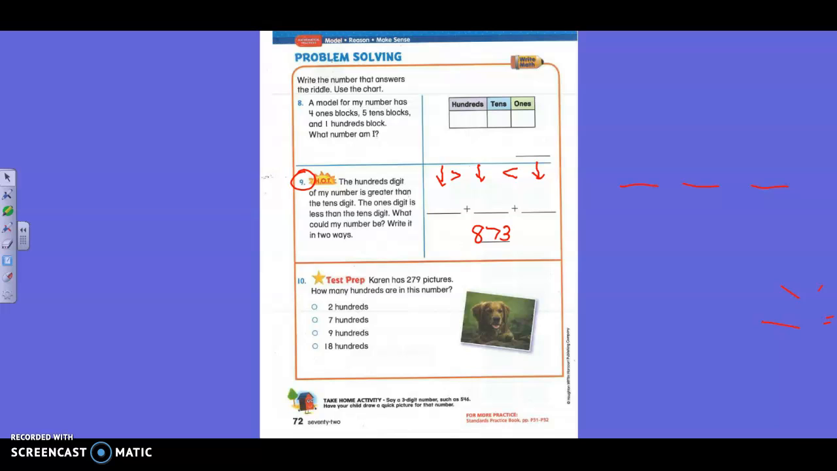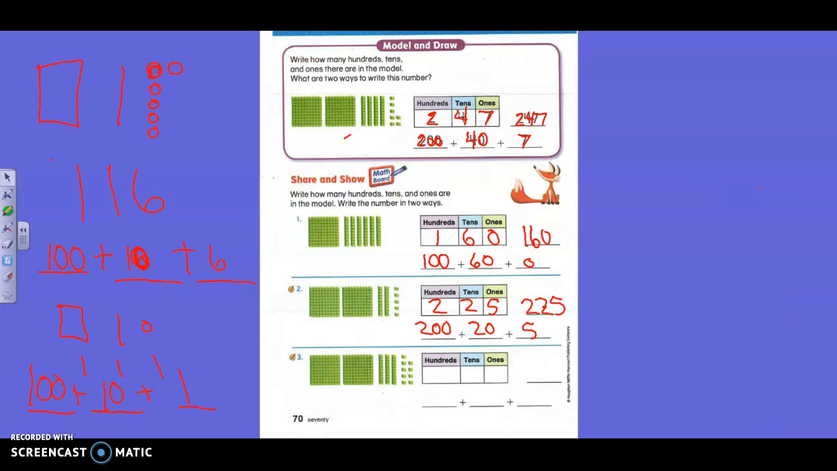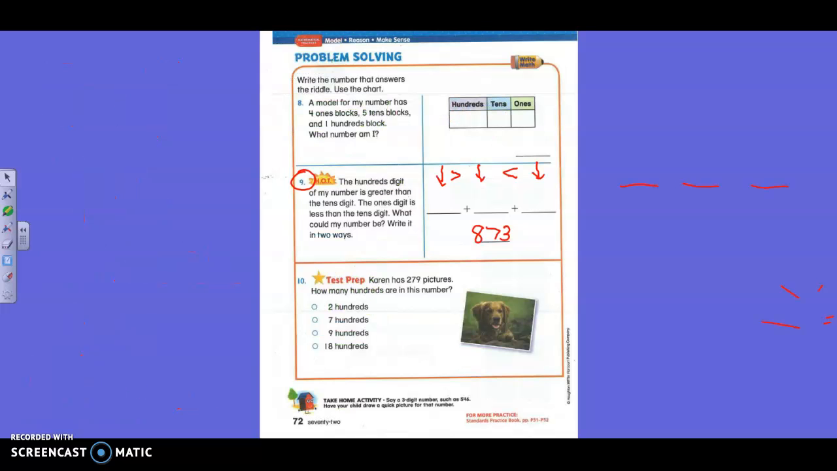What did you do, Clara? Put the 7 first. Where are you going to put it? I would not put the 7 first. How did we do the expanded form on these other ones? Look at this. You did the hundreds, then the tens, then the ones. What is this number? 800. Okay, so let's do that in expanded form.